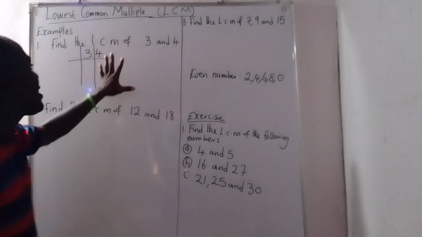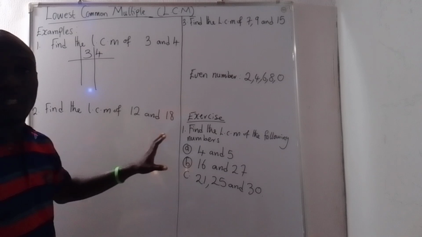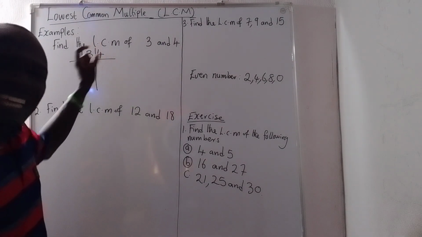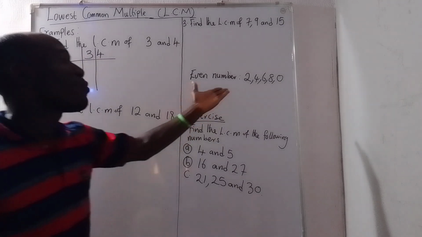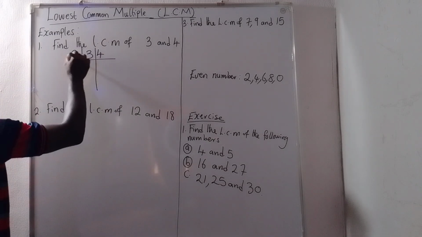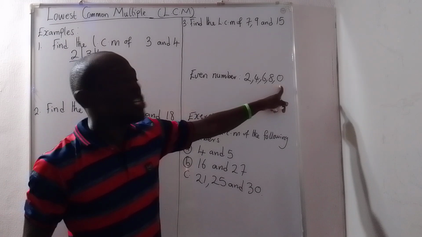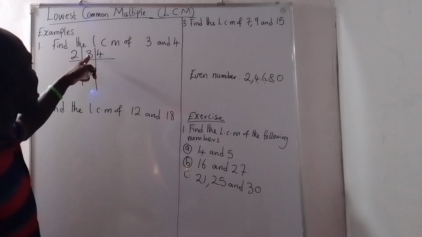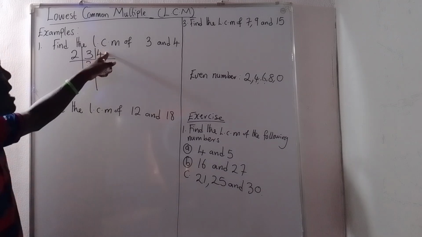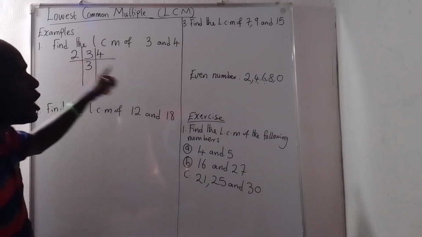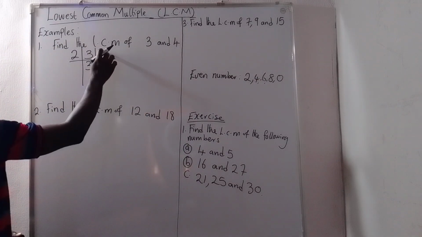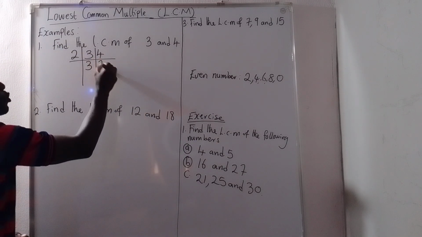So like I said before, in solving this question by factor method, we start with the smallest number that can divide the numbers given to you. Starting with the smallest number, which means we're starting with 2. Can 2 divide 3? Is 3 among the even numbers? No. So 2 cannot divide 3. What happens to 3? We bring it down. Now we check the next number, 4. Can 4 be divided by 2? Yes, 4 is an even number, so 4 divided by 2 will give us 2.